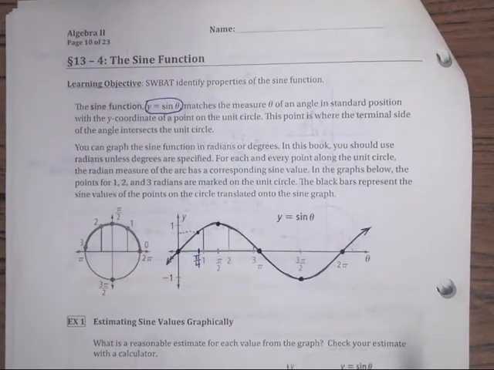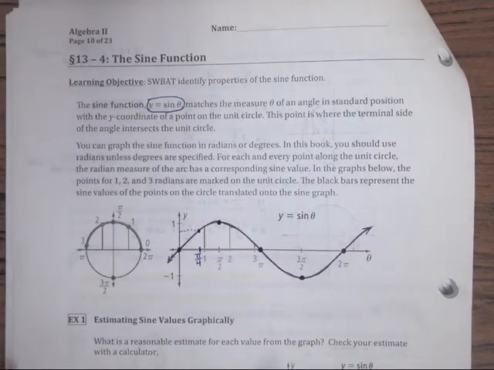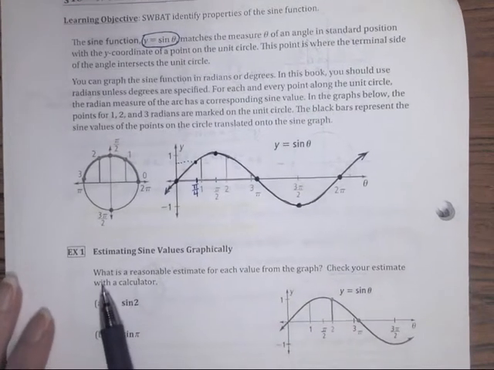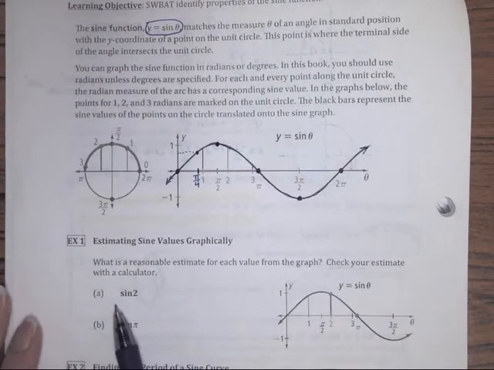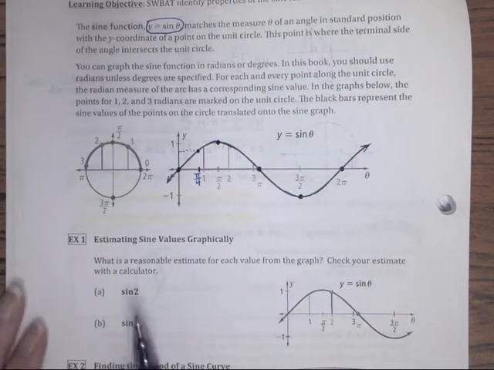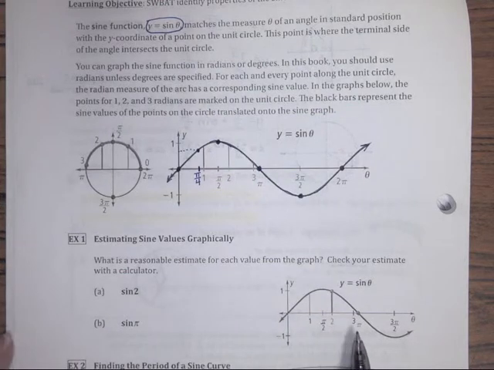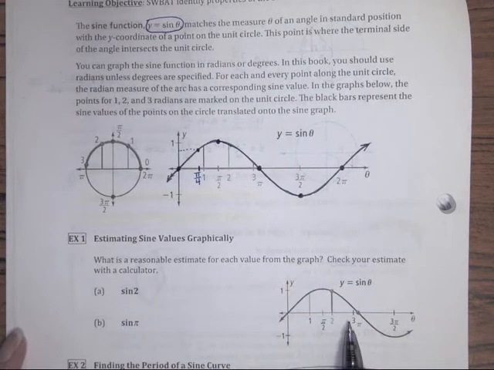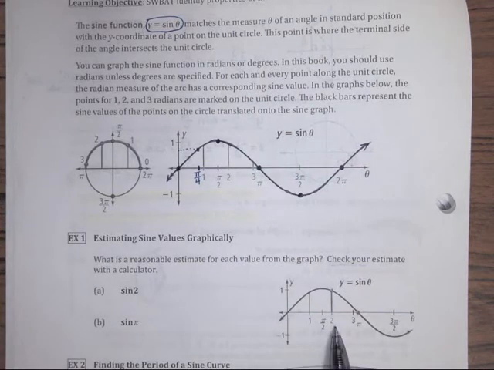Let's do a couple of problems where we figure out from our sine curve what is a reasonable estimate for each value from the graph. So check your estimate with the calculator. So first of all, we have the sine of 2. Now, you have a graph here with 2 on it. We happen to know that pi is 3.14, right? So 3 is going to be a little bit in front of it, and then you can section this off so that you fit 1 and 2 equidistant in here.